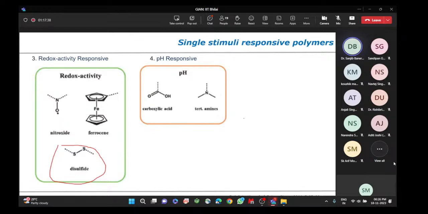One is carboxylic acid. Carboxylic acid can remain in two forms: carboxylic acid and carboxylate. The carboxylate ion exists at higher pH and the carboxylic acid form exists at lower pH. Things get interesting when you add an aromatic ring here. Sometimes this molecule might be insoluble in water in its carboxylic acid form, but when you take out this proton at higher pH, it might become soluble.